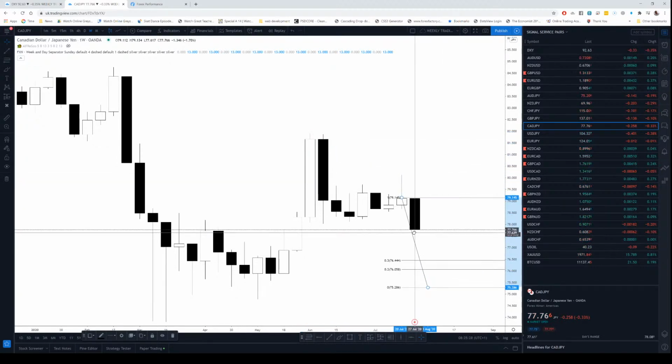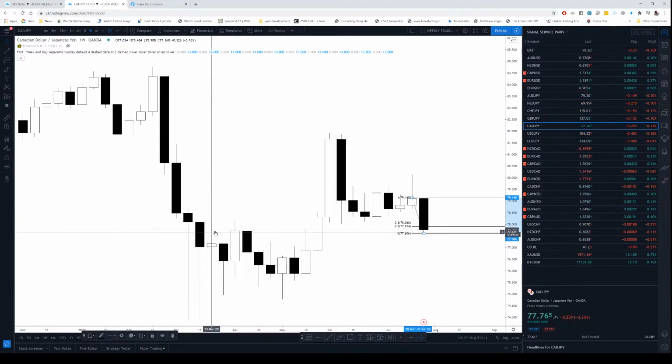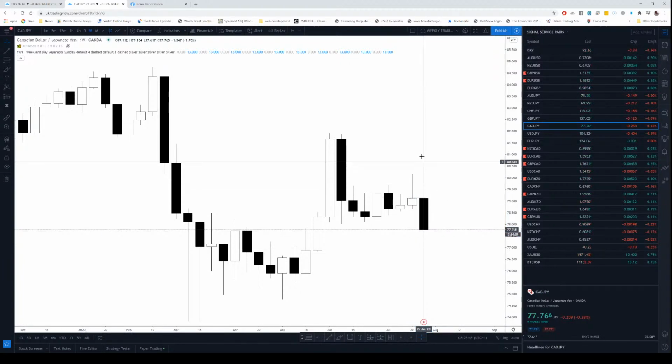So be mindful that we've been dropping since Monday, so we could possibly see some form of a bounce to cause the low of the week, and we might have a candle like this one, or a candle like that one. But that's if we do see a bounce during the New York session.